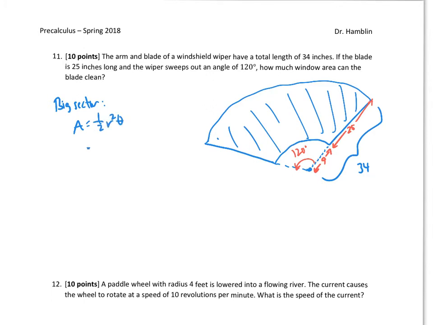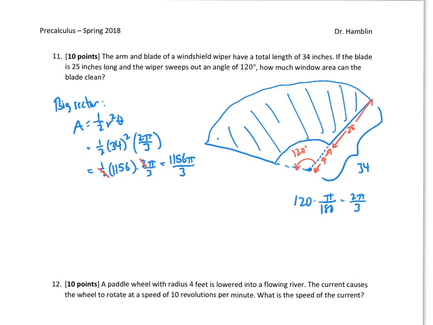In this case, the radius is 34, but the angle, well, we can't use 120 degrees, because remember, this formula only works when the angle is expressed in radians. So we need to take that 120, multiply by pi over 180, that works out to be 2 pi over 3. Now, using our calculators, 34 squared is 1156, multiplied by 2 pi over 3. The 1/2 cancels out this 2, and so what we end up with is 1156 pi divided by 3.